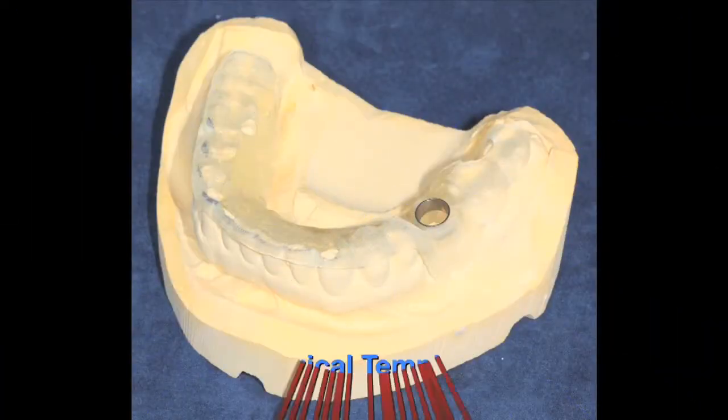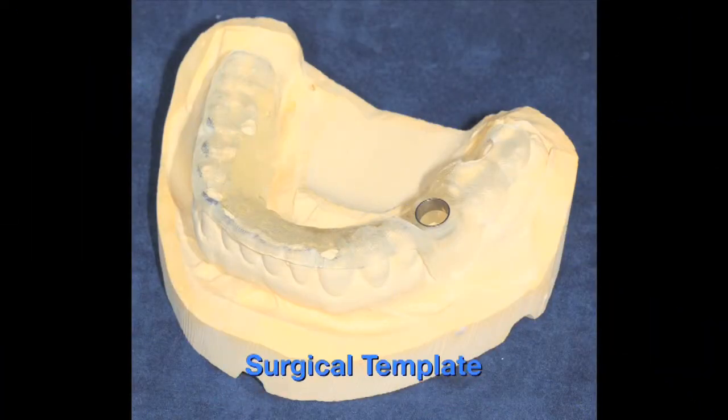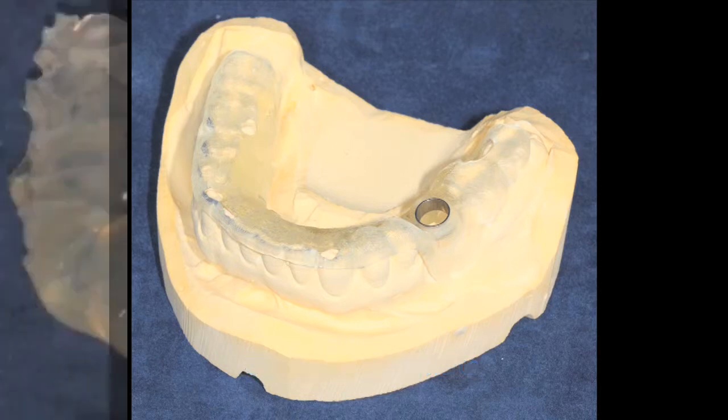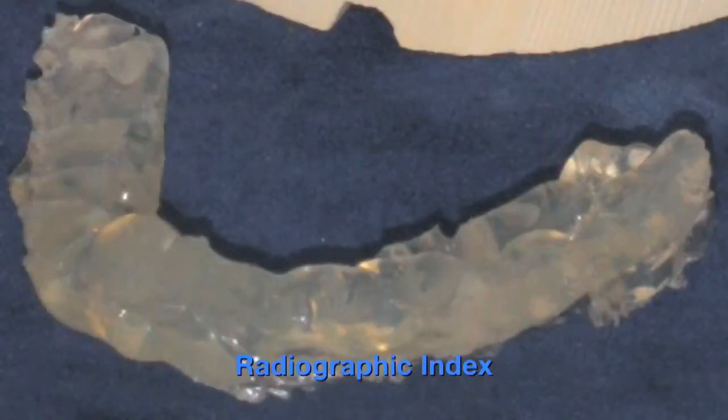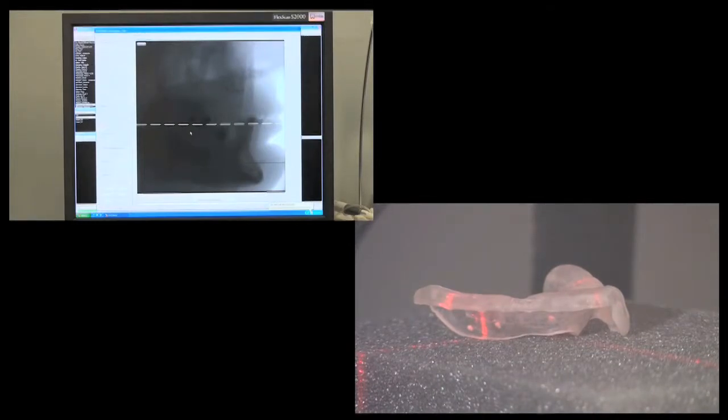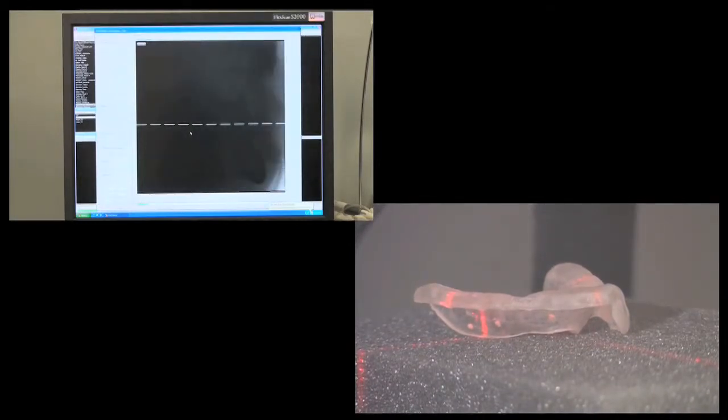With Nobel Guide, the scan of the radiographic guide is what is utilized to fabricate the surgical template. The radiographic index is a bite registration that is used to ensure the radiographic guide remains completely seated during the CT scan. Per Nobel Guide protocol, the patient was sent out for a dual CT scan.